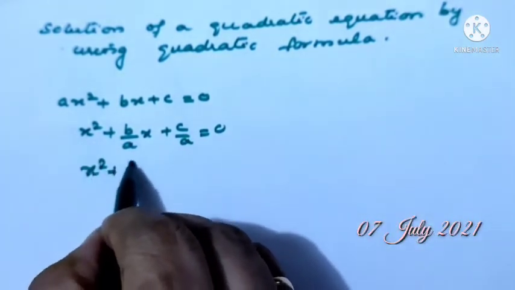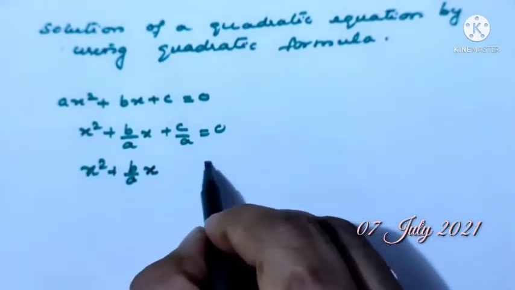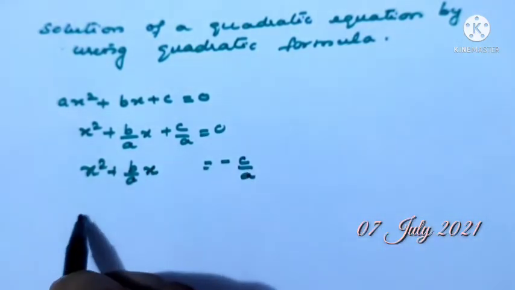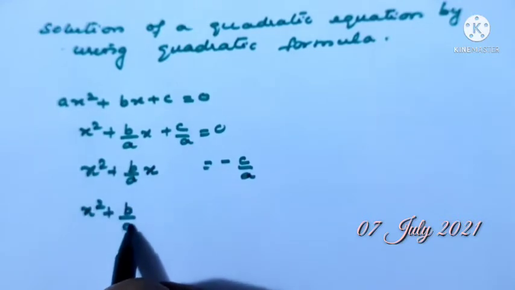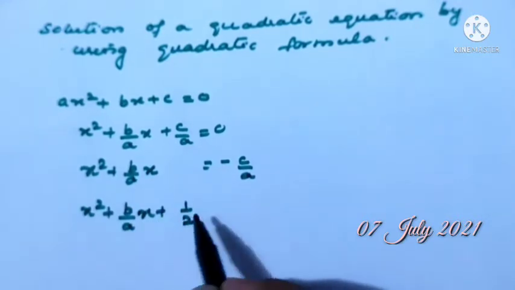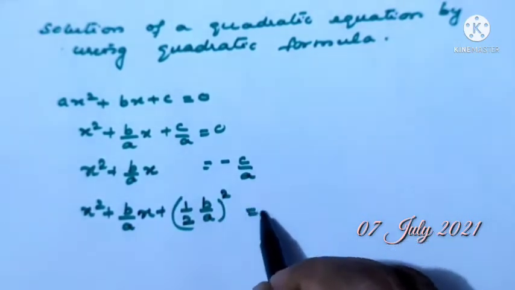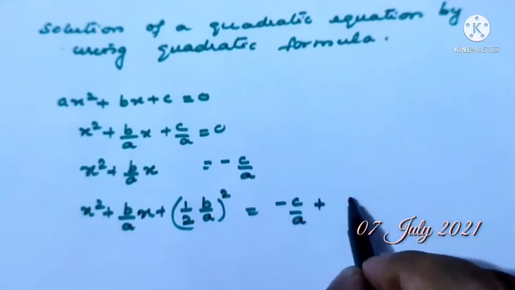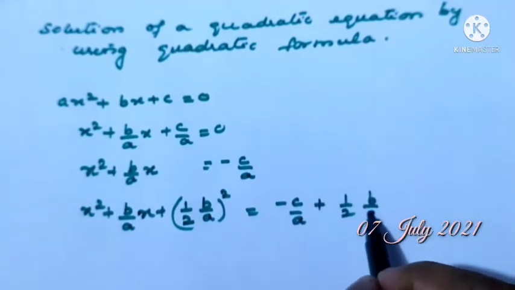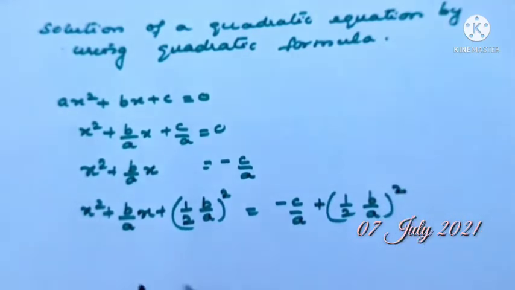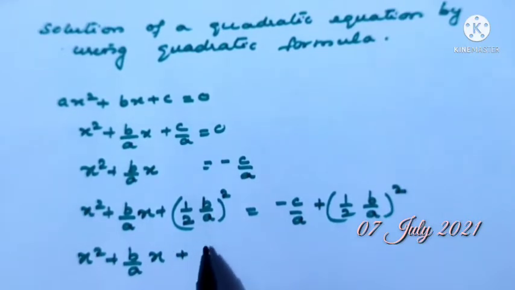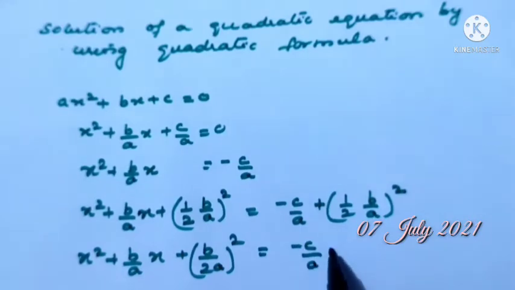Next, x square plus b by a x we keep on the left side, and we take minus c by a to the other side. Next, x square plus b by a x plus half into the coefficient of x, that is b by a, whole square, we are adding on both sides. So minus c by a plus half into b by a whole square. Next, x square plus b by a x plus b by 2a whole square. Here minus c by a plus b by 2a whole square means b square by 4a square.